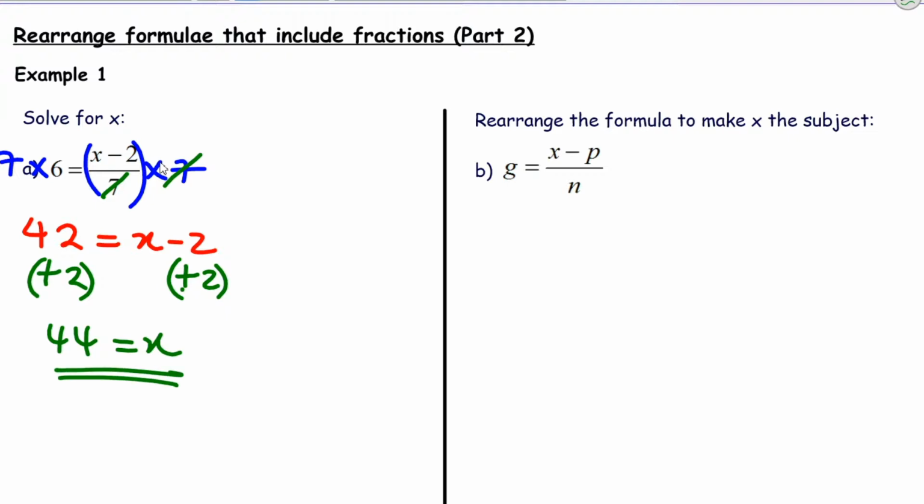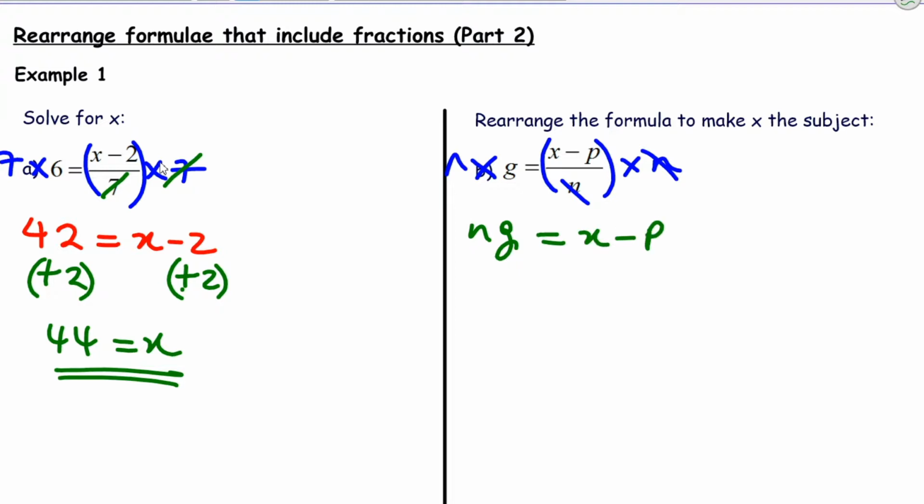Now we can use the same process on the right hand side. So the first step will be multiplying by n. So you multiply the whole of this by n and multiply this by n. N and n cancel because n divided by n is 1. So what you're left with is ng is equal to x minus p.